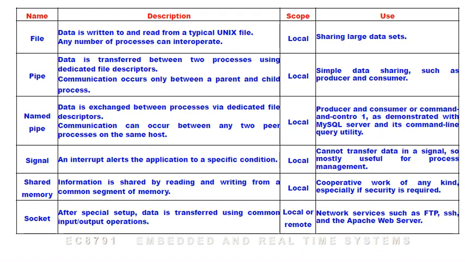An interrupt allows the application to respond to a specific condition. Scope is local. You cannot transfer data in a signal, so it is mostly useful for process management. Shared memory. Information is shared by reading and writing from a common segment of memory. So, local. Used for cooperative work of any kind, especially if security is required.